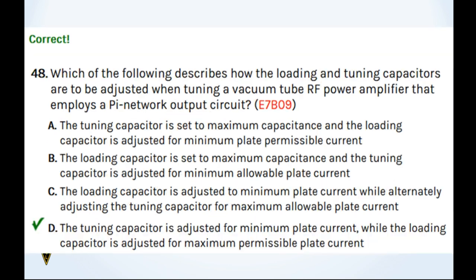47C. And 48, how do you adjust a vacuum tube linear amplifier that employs a pi network output circuit? 48D, the tuning capacitor is adjusted for minimum plate current, also known as a dip, while the loading capacitor is adjusted for maximum plate current. So if the tube is only rated at 500 milliamps, that's as far as you can go. So 48D.